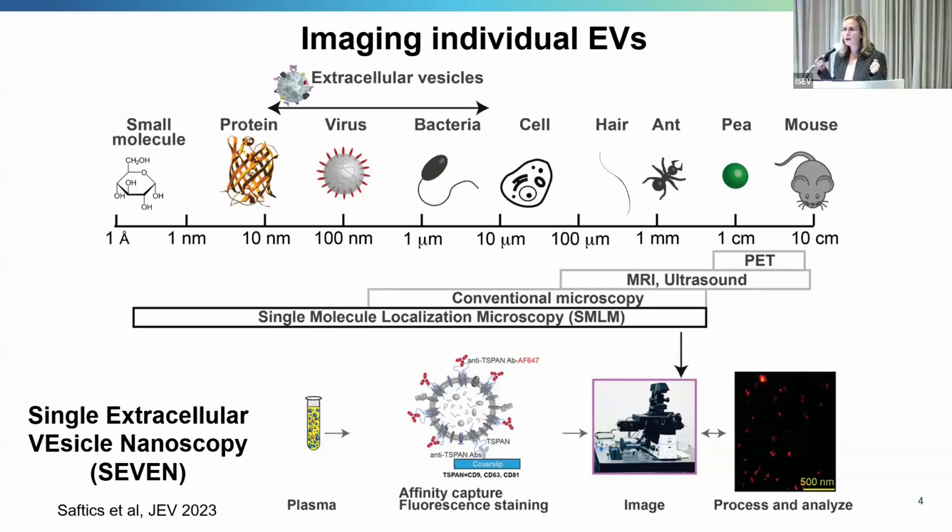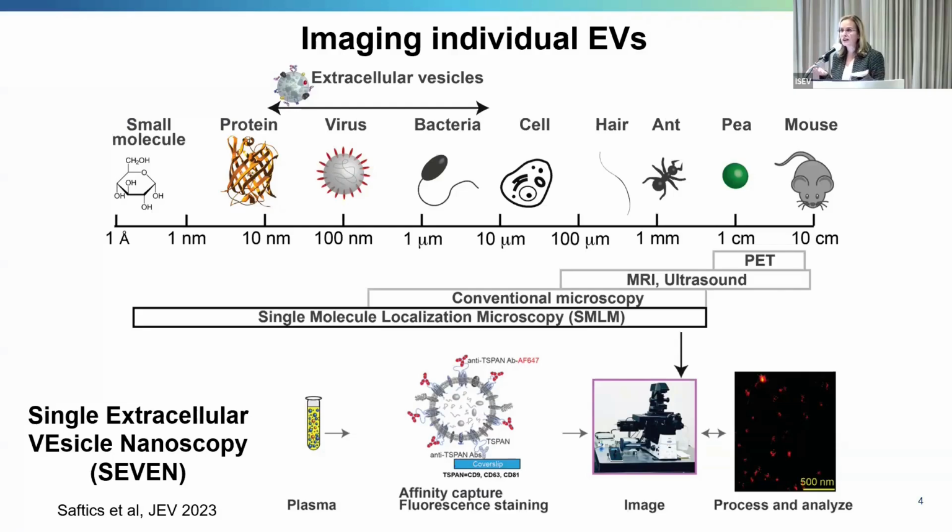So what we did in the lab, Anders led this methodology, single extracellular vesicle nanoscopy, which effectively combines affinity isolation of extracellular vesicles and single molecule localization microscopy. This is a mix and match technique. We make our own chips, so they're really cheap, a couple of dollars per chip. And we can really decide what we want to isolate and what we want to stain.